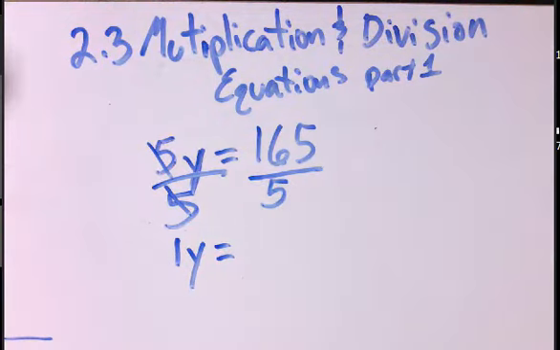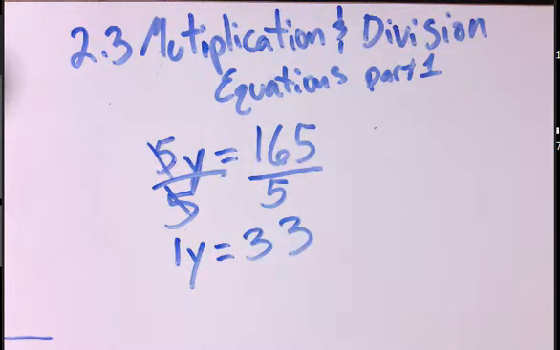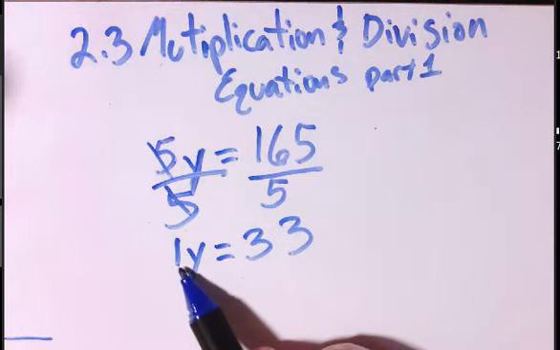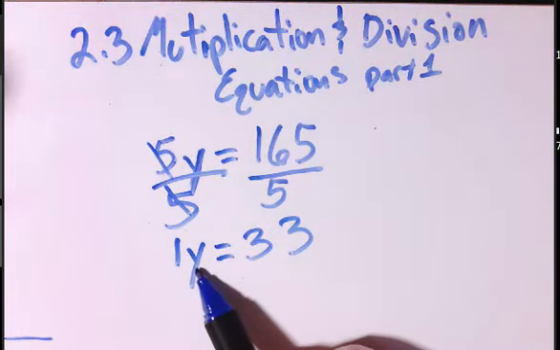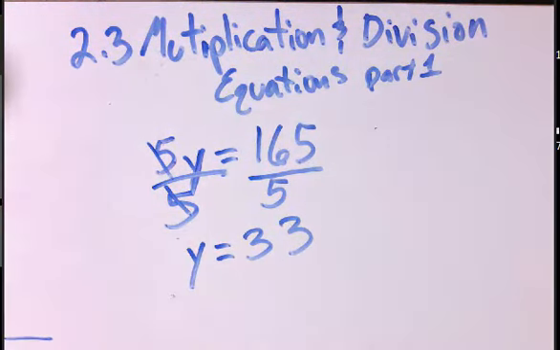So we're going to divide 165 by 5. And that is going to get us 33. Now remember, if there is a 1 in front of the variable, we don't have to write that 1. So we can just view this as y is equal to 33.